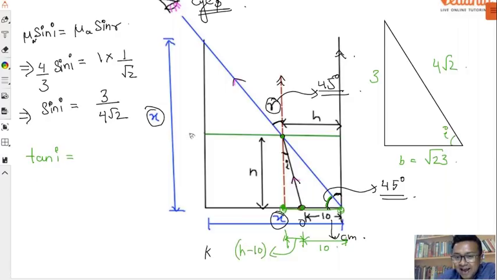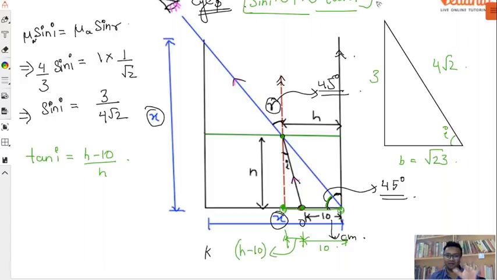Then what is my tan i going to be? This distance is nothing but h minus 10 upon h. Got that? What is tan i, my dear students? See, this approximation we all know. We have been doing it. It is sine of i is approximately equal to i is approximately equal to tan of i for all small angles. So this is exactly what we are going to follow here.